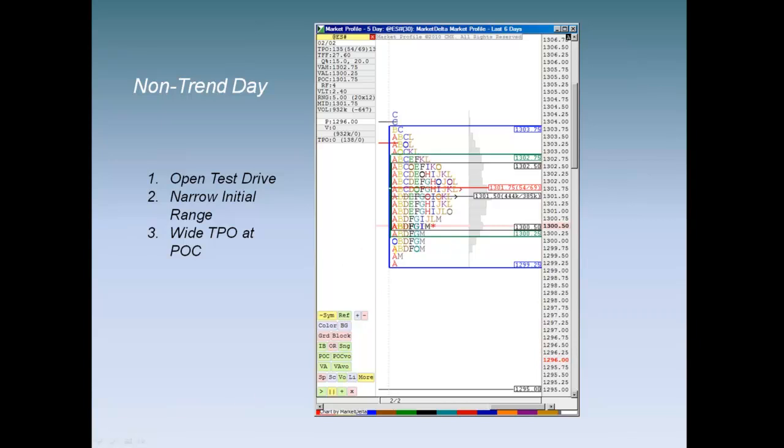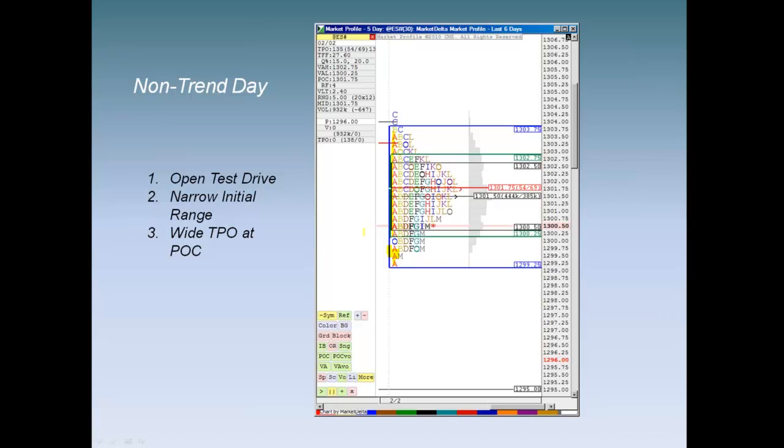Now notice that it opens up also with an open test drive. So it really is meant to deceive you a little bit, to give you the illusion that we're going to be in a directional day. So just because you see an open test drive, don't get carried away and think immediately, aha, I'm going to have a directional day. It could very well be a completely non-trend day.